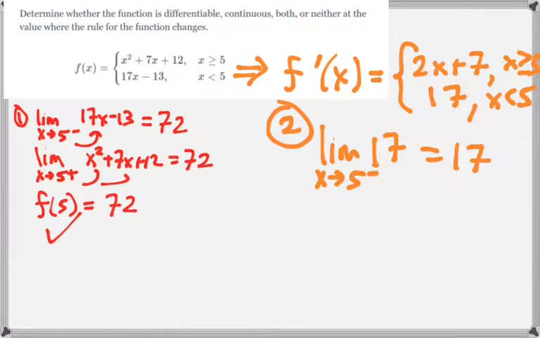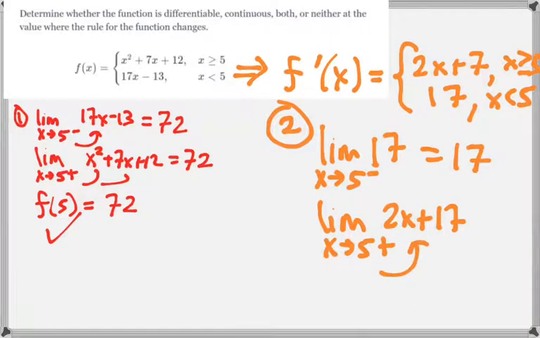From the right, meaning slightly more than 5, as I approach 5 from the right, I'm using values greater than 5. So I'm going to plug it into 2x plus 7. I get 10 plus 7, which is also 17.